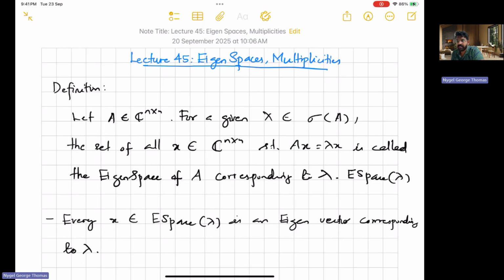Let A be a square matrix in C n cross n, and for a given lambda which belongs to the spectrum of A, the set of all x which belong to C n such that A x is equal to lambda x is called the eigenspace of A corresponding to a particular lambda. The eigenspace of a matrix is denoted by eigenspace of lambda. So it is the set of all x's in C n which satisfy A x is equal to lambda x.